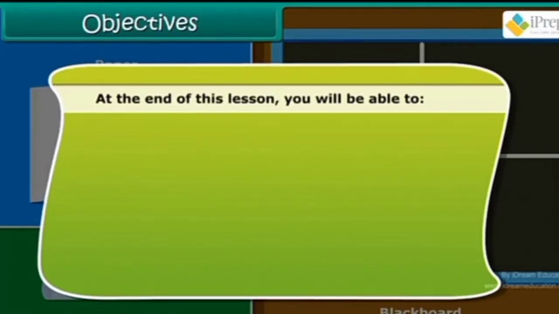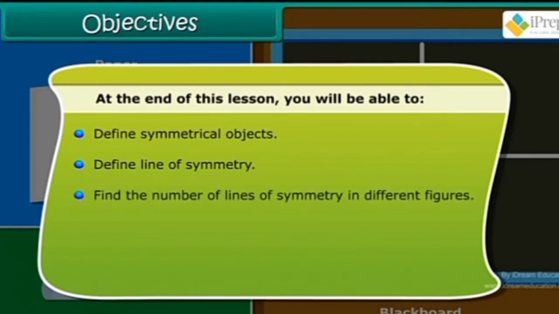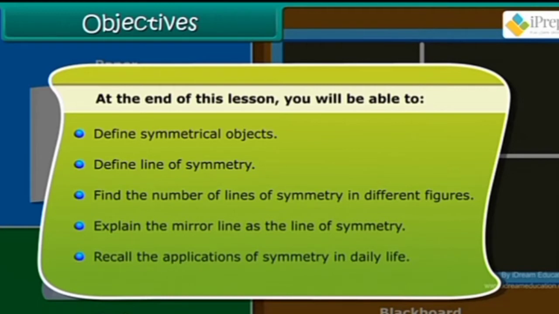Objectives. At the end of this lesson you will be able to define symmetrical objects, define line of symmetry, find the number of lines of symmetry in different figures, explain the mirror line as the line of symmetry, recall the applications of symmetry in daily life.